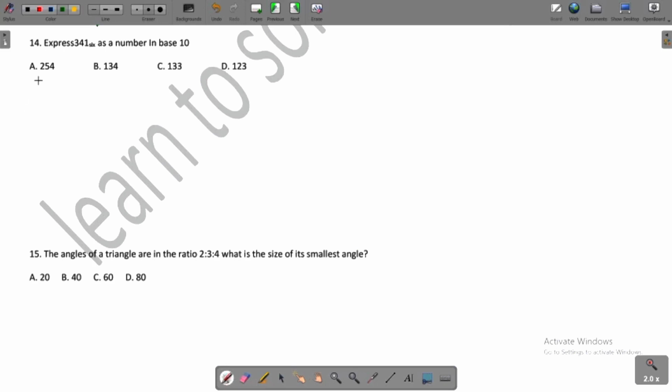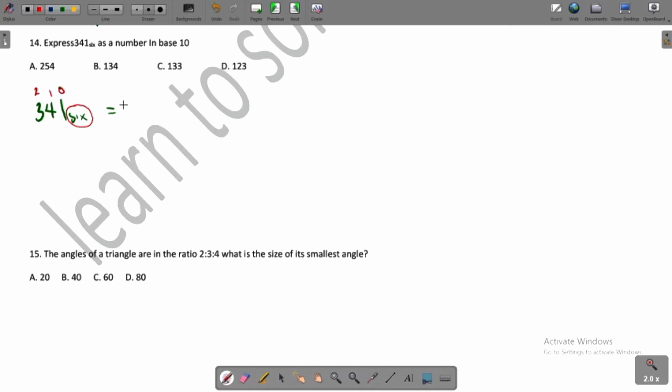Let's write out the number 341 base 6. We are converting this to base 10. So the first thing is to number this from the right hand side: 0, 1 and 2. So this implies that we are taking every digit we have here and multiplying it by this base that we have here, raised to the power we have above here.